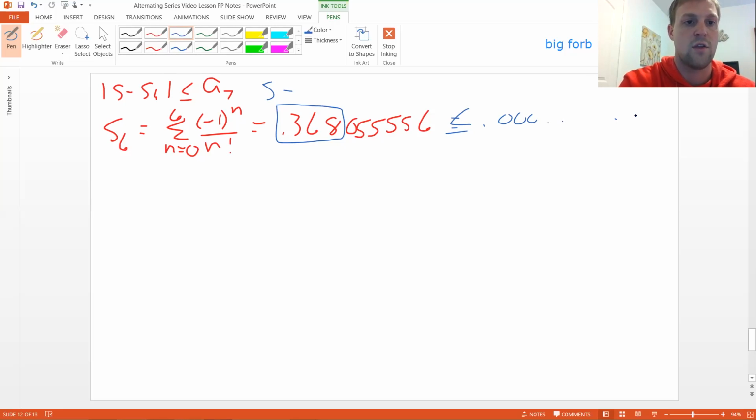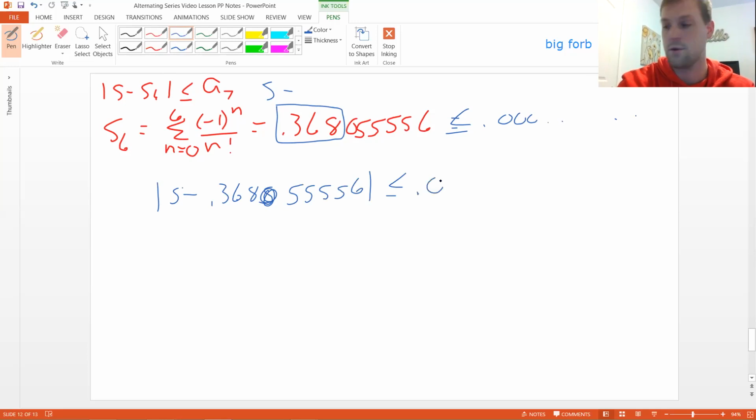All right, well, how do we approximate the sum based off of that? Well, I know that the absolute value of S minus S6, which we just found to be 0.368055556, is less than or equal to 0.000198, the value of my 7th term.